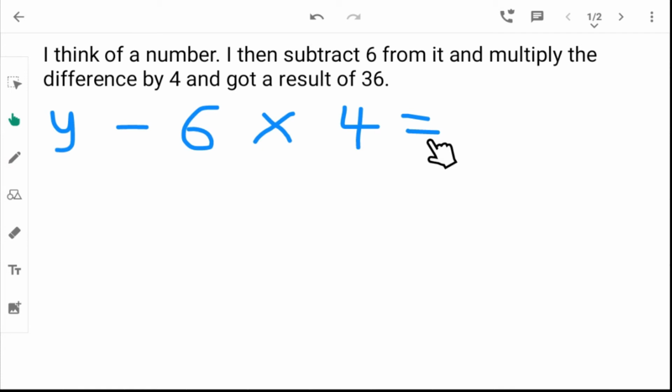Now that we have an equal sign, will our solution be an expression or an equation? Equation, because an equation includes the use of an equal sign. And finally, we have the number 36, which is our number on the other end of the equal sign.